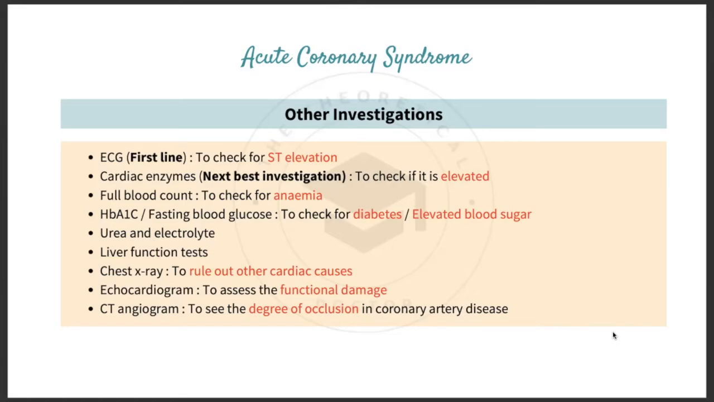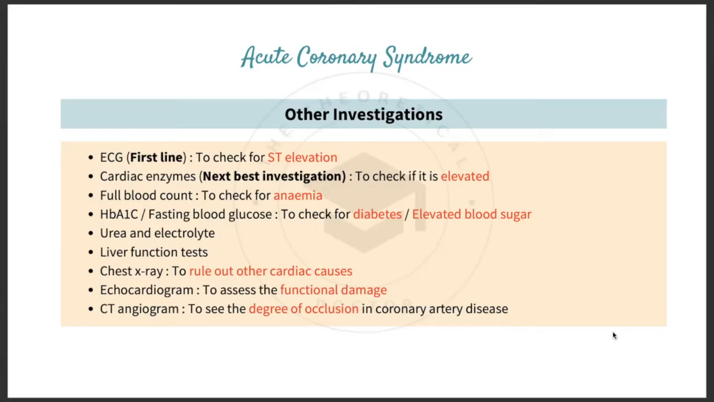So the first line investigation, of course, is to do an ECG. As I mentioned earlier, you need to determine the ST segment, is it elevated or not. And the next best investigation is to check the cardiac enzymes. If it's a myocardial infarction, it's elevated. The rest is basically regular investigations that you would do. So full blood count to check for anemia. It's not indicative of an acute coronary syndrome. Basically, you just do it when the patient is admitted.